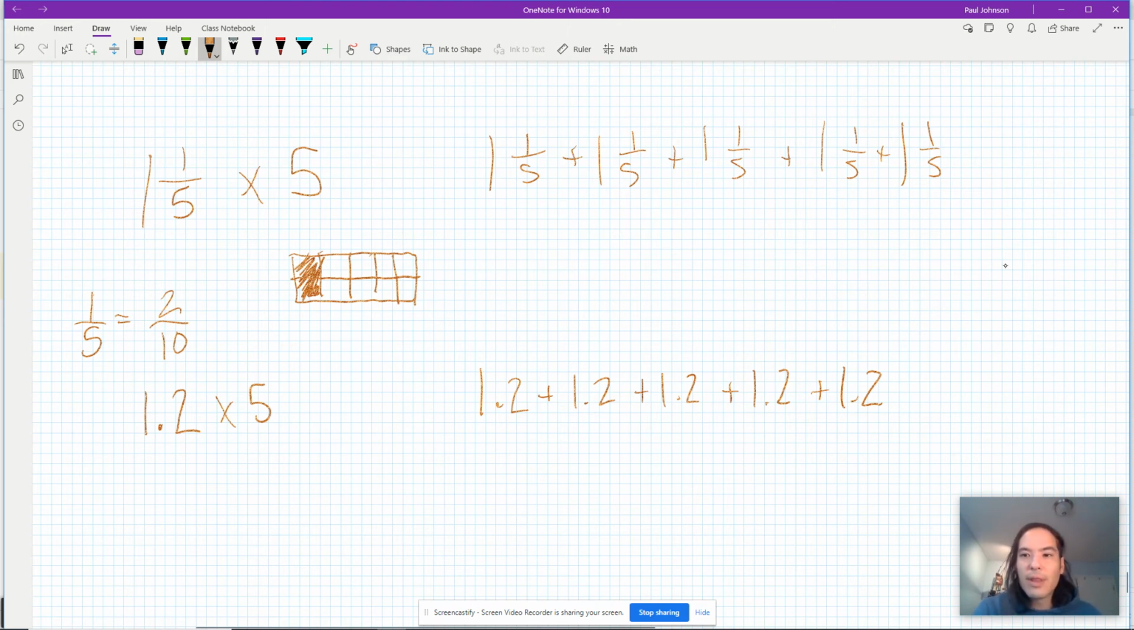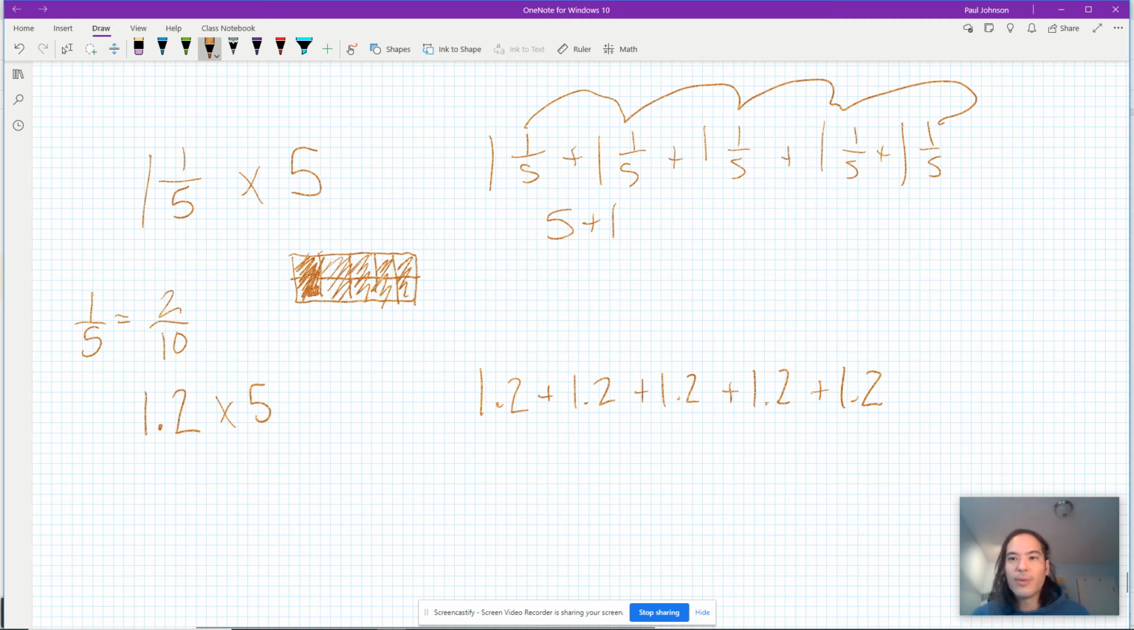I know that 1/5 5 times is 1 whole. Because if we took this and we added another 1/5, another 1/5, another 1/5, and another 1/5, that'd be 1 whole. So I could just add all the ones together, right? 1, 2, 3, 4, 5, plus the extra 1/5, and then that would be 5 plus 1. So 1/5 plus 1/5 plus 1/5 plus 1/5 plus 1/5 is 1, right? Because that would equal 5/5. 5/5 is equal to 1. So we could get 6 that way.